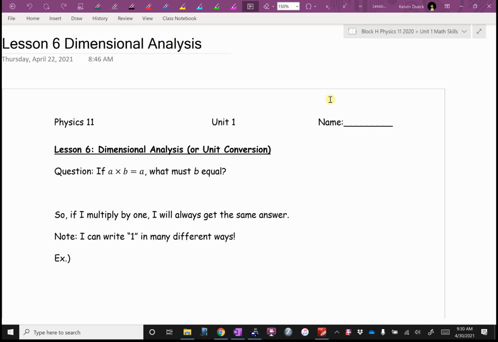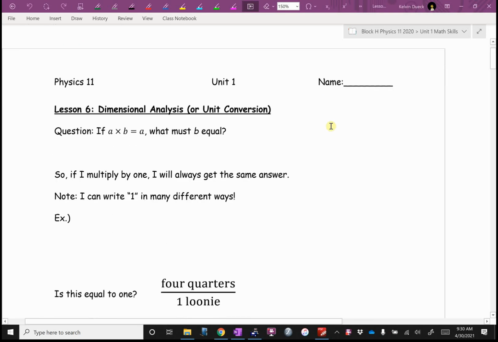Here we go. We're going to start off with something that I hope is kind of obvious. Let's suppose you know that A times B equals A. What must B equal? If you multiply something by a number and you get the something back, that's going to be our first Captain Obvious point. If you multiply something by 1, you'll get the same answer.